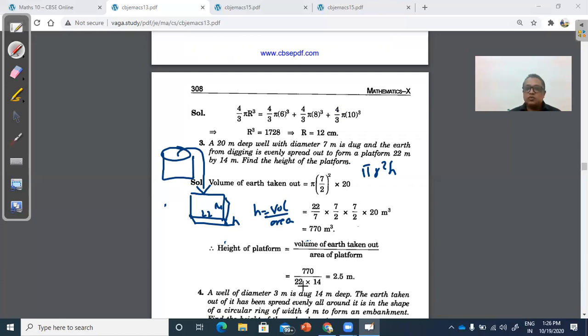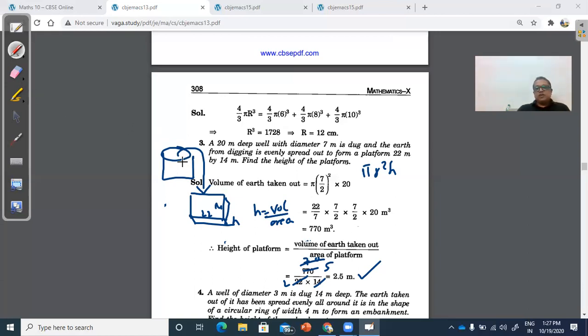And where are you putting it? You are putting it in a platform. The area of the platform is L into B. So that's going to be 22 into 14, right? So 22 into 14. So that's why we are dividing this by 22, 14. Can cancel by 11, 11 2, 11 70, 14 5 times. So we are going to get 5 upon 2, and 5 upon 2 we get 2.5. So height of the platform will be 2.5, right?